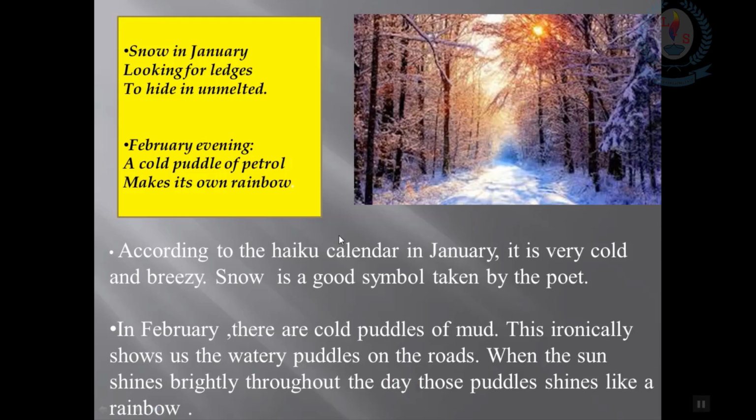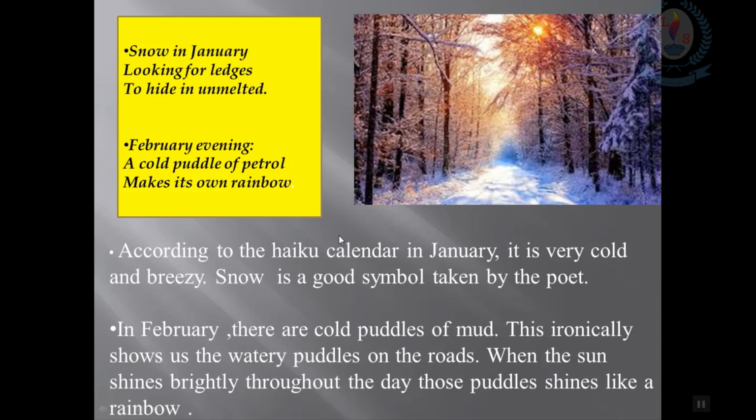According to the haiku calendar, in January, it is very cold and breezy. Snow is a good symbol taken by the poet. Now in these first 3 lines, you can see snow is a great symbol and ledges also we can take as visual imagery. Now the first 3 lines are also connected with nature.